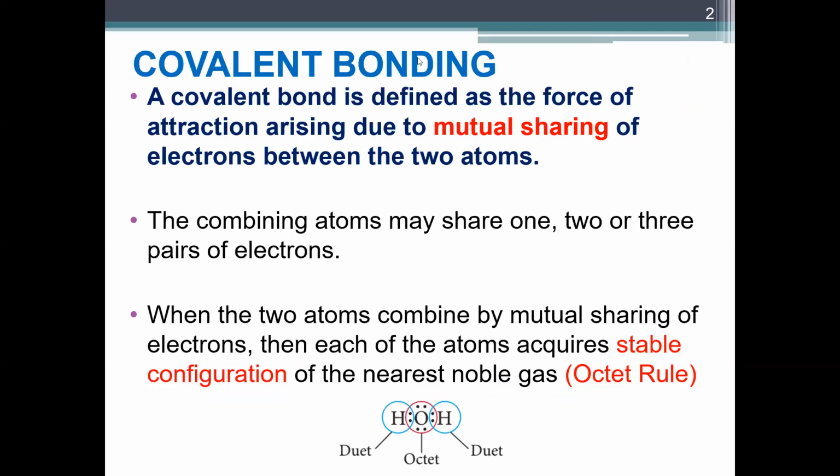So a covalent bond is defined as the force of attraction that arises due to mutual sharing of electrons between two atoms in a molecule. So when you have a molecule or a compound, the atoms that are linked together as a result of the sharing of electrons between the two atoms is referred to as covalent bonding. Don't forget, ionic and electrovalent bonding arise as a result of transfer of electrons between two atoms, usually a metal and a non-metal, between an electropositive element and an electronegative element. So there's a transfer of electrons. But for covalent bonding, there's a mutual sharing of electrons between two atoms.